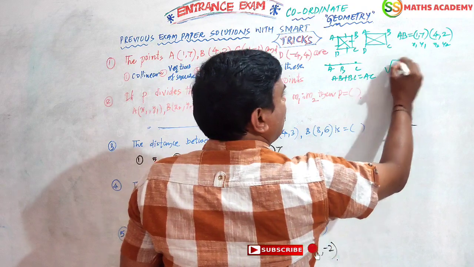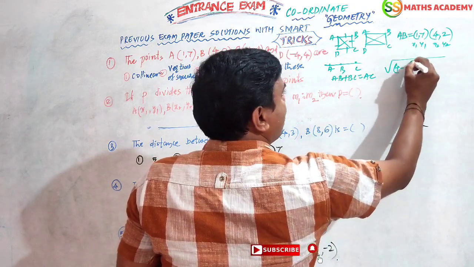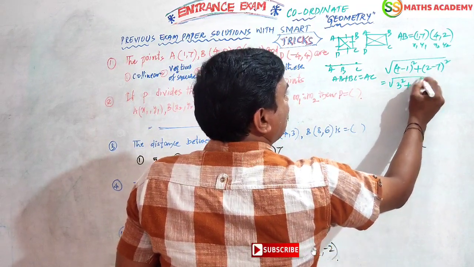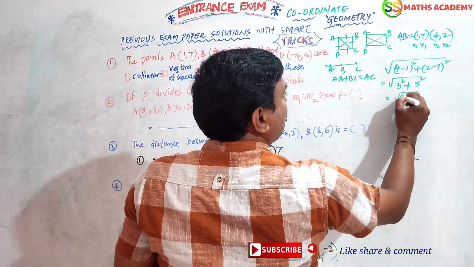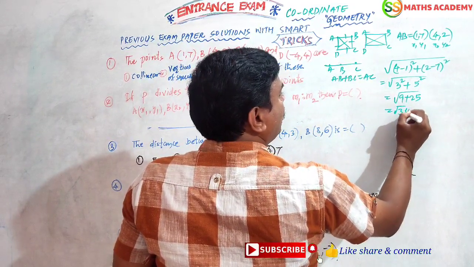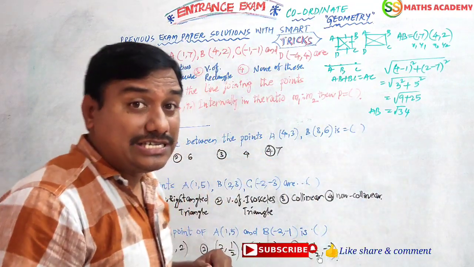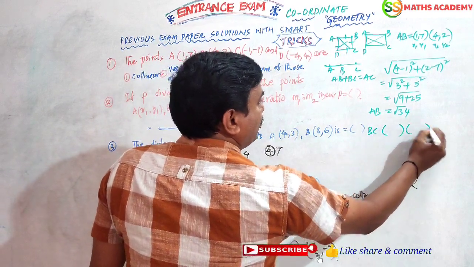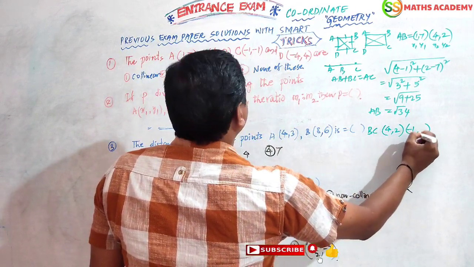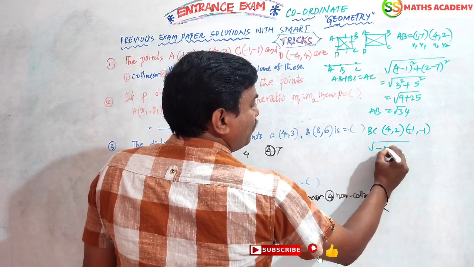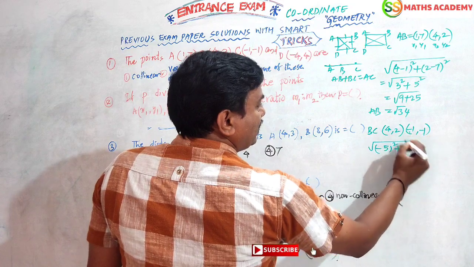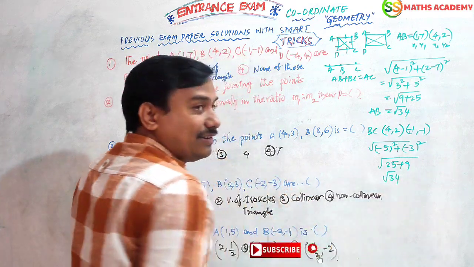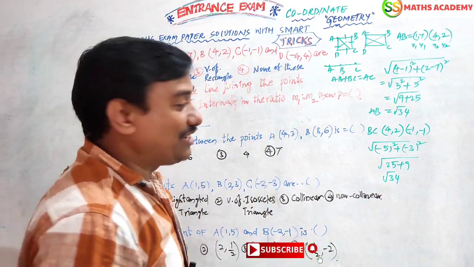Then we do it fast: (x2 minus x1) whole square, 4 minus 1 whole square, plus 2 minus 7 whole square. Nothing but 3 square and 5 square. 3 square is 9, 5 square is 25, so AB equals root 34. Okay? Next, BC. B value, C value: (-1 minus 4), that is minus 5 whole square, plus (-1 minus 2), that is minus 3 whole square. 25 plus 9 is 34. Oh, it is magic. Root 34, root 34.